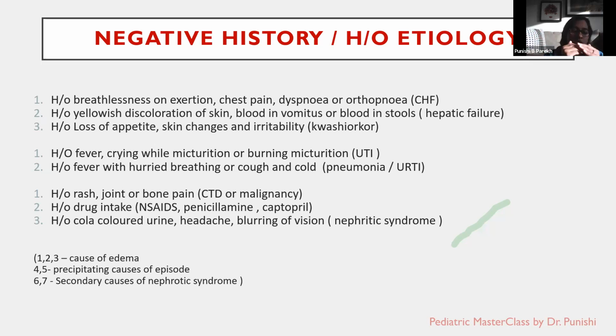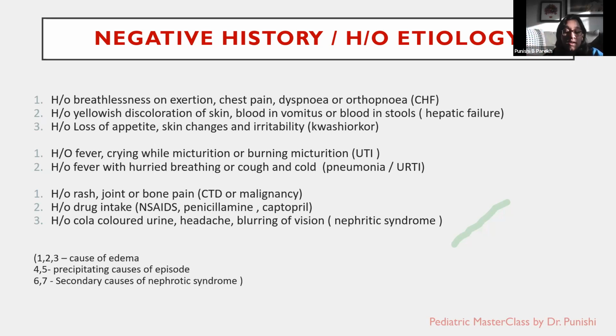So it is very important that any child who's presenting with any kind of pathology which you think is of renal origin, you should always ask for symptoms of cola colored urine or dark colored urine or red colored urine associated with headache and blurring of vision. Why am I asking these questions? It is to rule out or to ask about the possibility of nephritic syndrome.